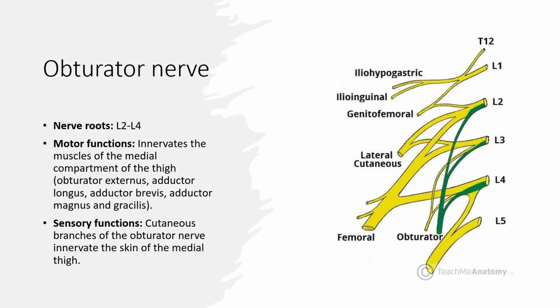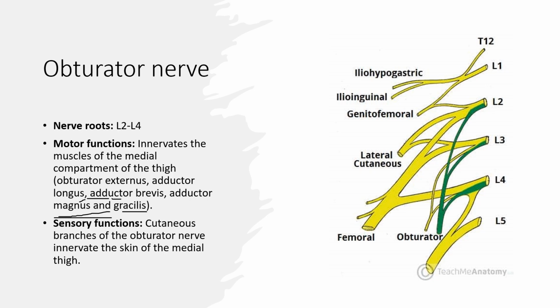Now, the obturator nerve. The obturator nerve is also a branch of the lumbar plexus. It also originates from the L2, L3, and L4 ventral rami of the spinal roots, and it also has motor and sensory functions, as all nerves do. Motor functions: it innervates the muscles of the middle compartment of the thigh. These muscles include the obturator externus, adductor longus, adductor brevis, adductor magnus, and gracilis. These are all the muscles of the middle compartment of the thigh, so please remember them.